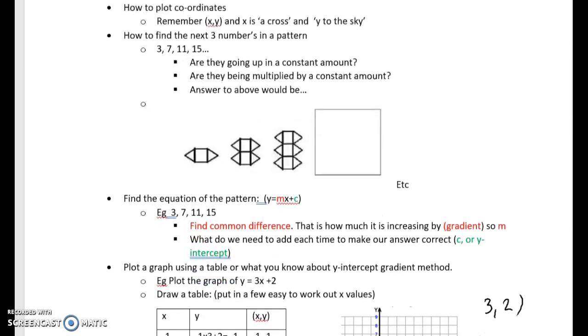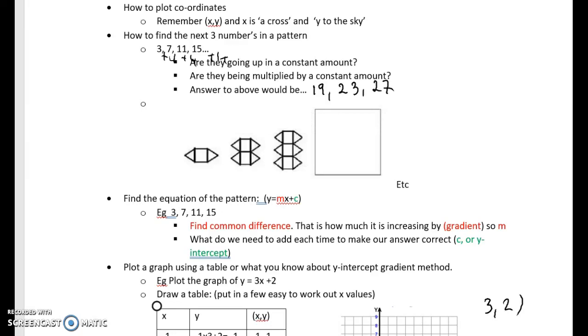So the next thing you need to do is be able to find the next few numbers in a pattern. So if I had 3, 7, 11, 15, what I'd need to do is see how much I'm having to add. From 3 to 7, I'm adding 4. From 7 to 11, I'm adding 4 as well. And from 11 to 15, I'm adding 4. So to find the next value, it would be 15 plus 4 is 19, and then 19 plus 4 is 23, and 23 plus 4 is 27. So those are the next three values.